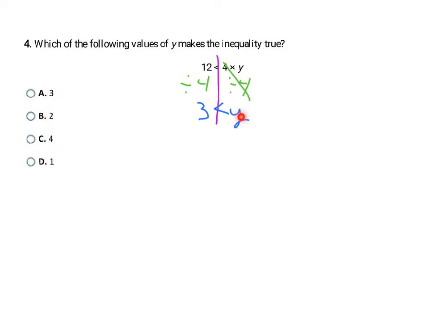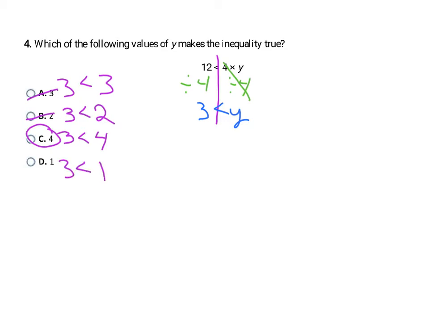So if I put in a 3 instead of y, is 3 less than 3? No, they're the same, so it can't be 3. If I put a 2 in for y, is 3 less than 2? No, 3 is bigger, so it can't be 2. If I put a 4 in for y, is 3 less than 4? Yes, that one's true, so it's most likely going to be C, but I always like to check all of them. So I put the 1 in for y for letter D. Is 3 less than 1? No. So that means C is going to be my final answer.